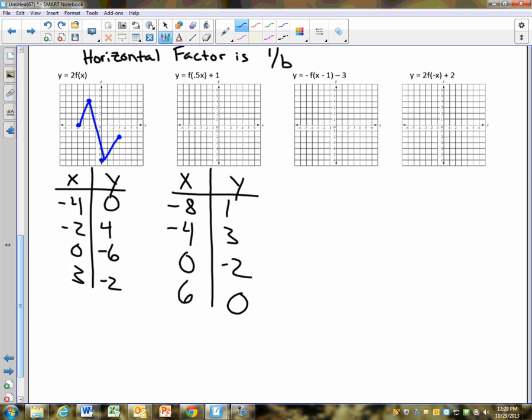So I'm going to plot these. -8, +1. -4, +3. 0, -2. And 6, 0. Does that look like it was stretched horizontally? Yep, and that's what we should see. Very good.